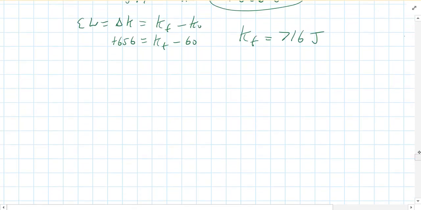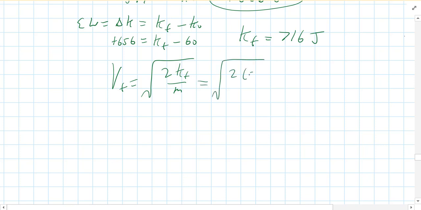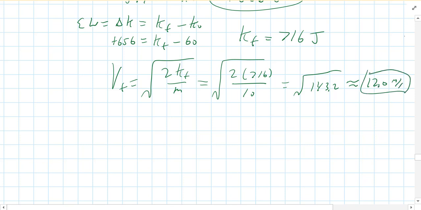Okay, and now I know my velocity. My velocity final is root 2 K final over m. We derived that equation in a previous video. And if we use that, 2 times 716 all over 10, I get the square root of 143.2, and it's about 12.0 meters per second. So your book bag's cooking. It's moving about 27 miles per hour. It's pretty fast. You don't want to get in the way of that.